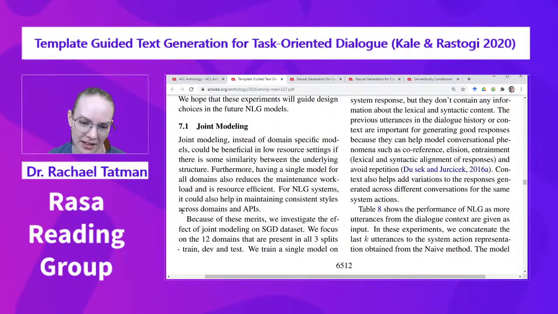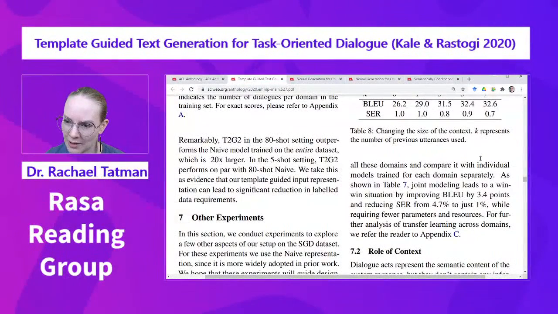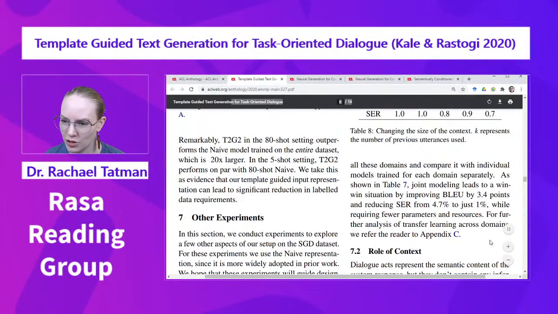Because of these merits, we investigate the effect of joint modeling on SGD dataset. We focus on the 12 domains that are present in all 3 splits. We train a single model on all these domains and compare it with individual models trained for each domain separately. As shown in Table 7, joint modeling leads to a win-win situation by improving BLEU and reducing SER while requiring fewer parameters and resources.